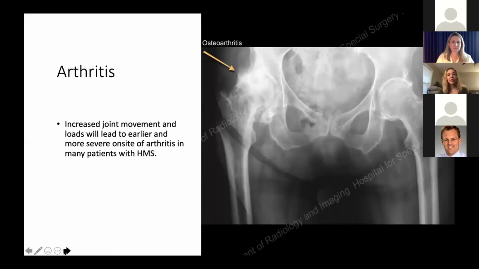And then with hypermobile dancers and hypermobile patients, people in general, we'll see earlier onset of arthritis just because we'll have increased joint motion and increased load through those joints. So oftentimes we'll have hip arthritis, knee arthritis, and in the dancer, we'll see arthritis of the great toe, and that will come on a lot earlier and often present more severely.